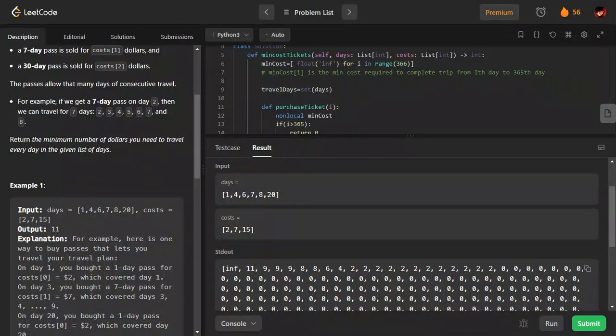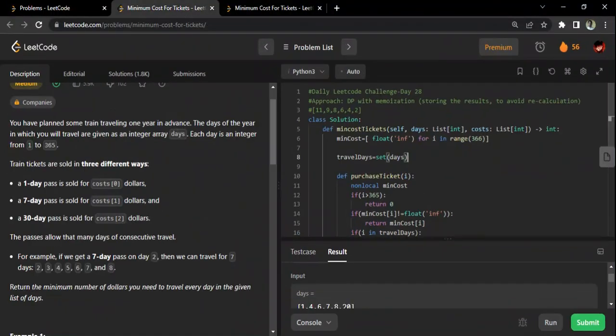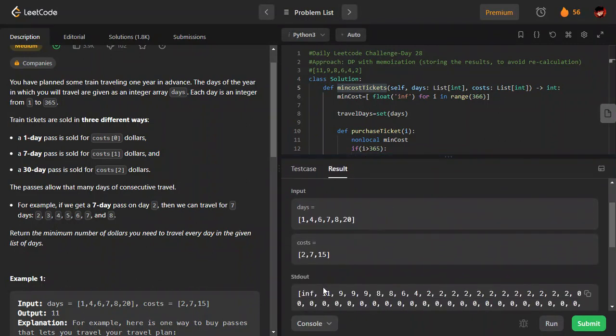So see, if I travel from the first day, I need to pay 11 rupees. How is that? That's what we calculated here, right? In the previous one, yes. If I travel on the first day, I need to pay 11 rupees. That's what we calculated here.